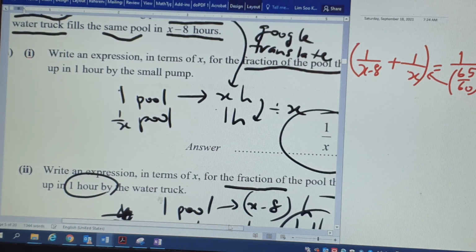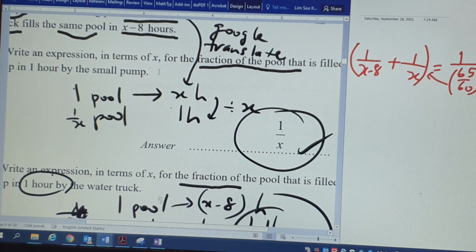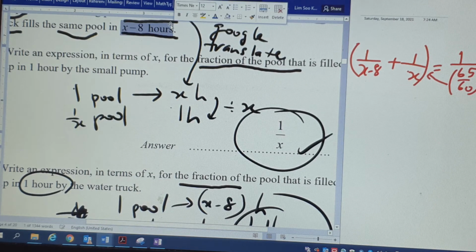Do you remember you have x minus 8 here. If you don't have x minus 8, then you will have a problem already.